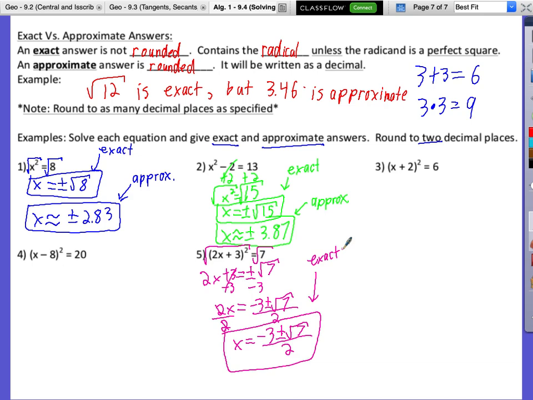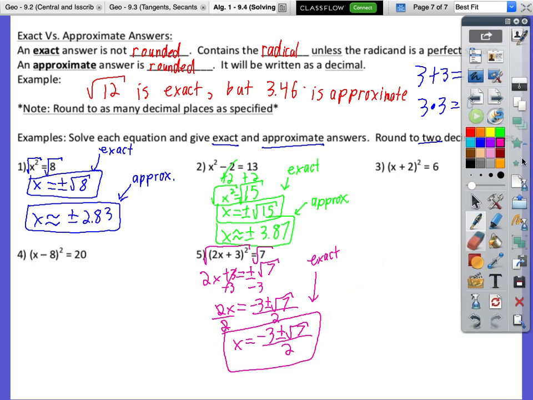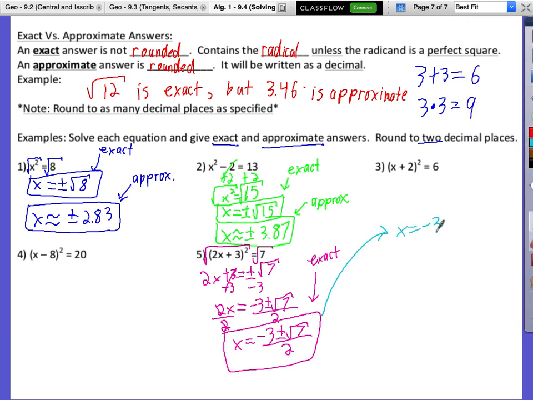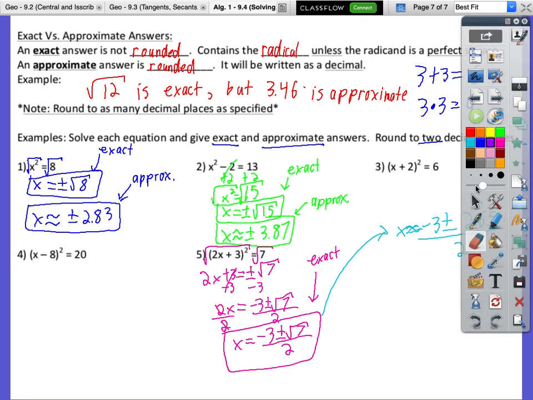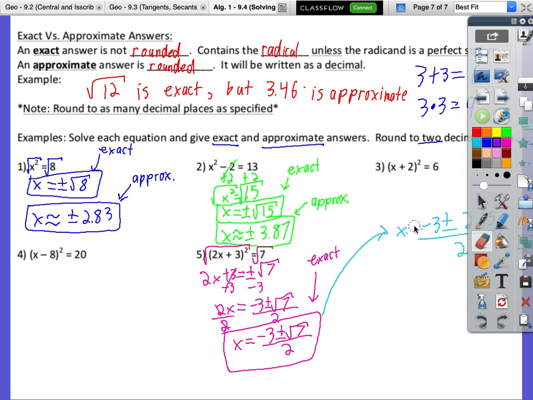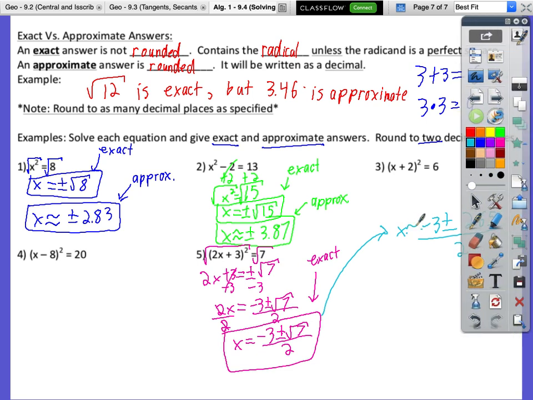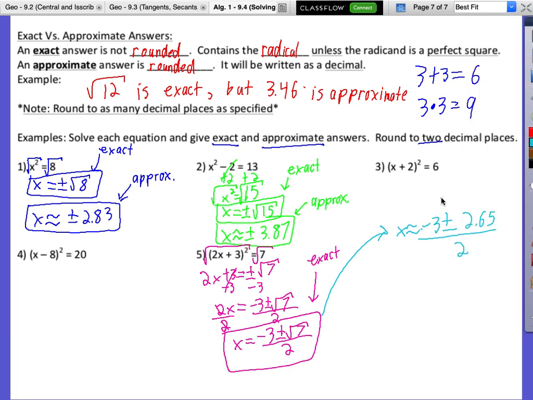But for our approximate answer, I'm going to ask you to type in the square root of 7. And we're just going to replace just this part in our equation here. So type in the square root of 7. And what do we get approximately? 2.65. Love that. Okay. Yeah, it's supposed to be a squiggly. So x is approximately negative 3 plus or minus 2.65 over 2.